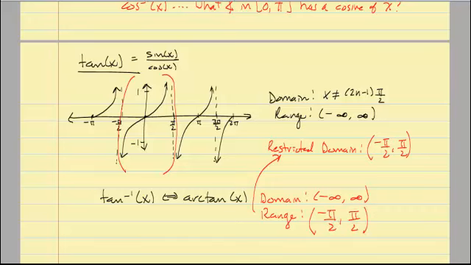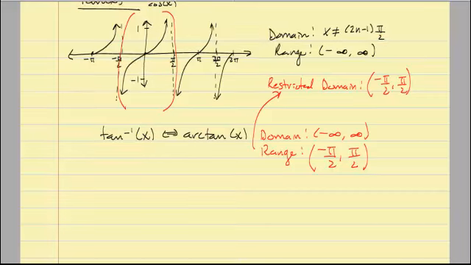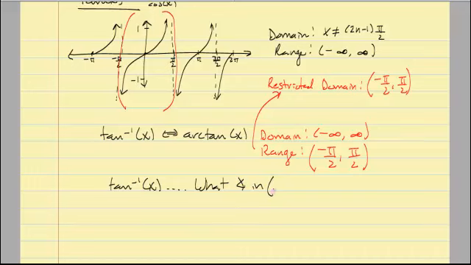And again, these are not bracketed, and it makes a difference. So let's go ahead and look at inverse tangent of x. And let's write down what that means. That means what angle in the interval -π/2 to π/2 has a tangent of x.